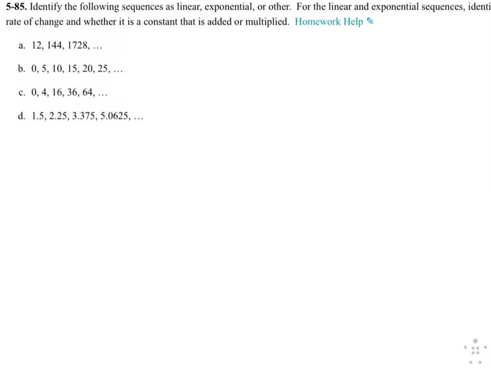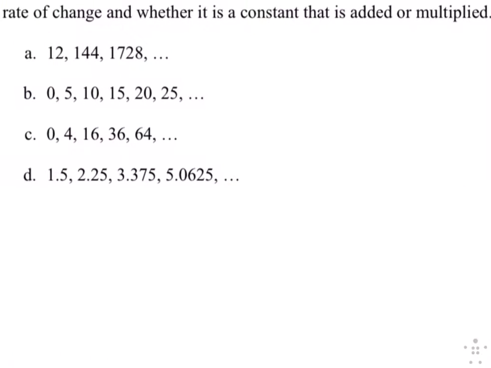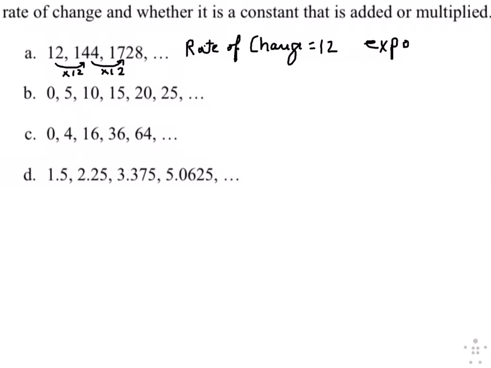I'm going to zoom in so I have more space on these, right? So, okay. So for A, we can see that 12 times 12, right, is 144. And then for this to be geometric, we would have to multiply by 12 again. So we check, is 144 times 12, 1728? Yes, it is, right? So the rate of change is 12. Rate of change is 12, and in this case it is exponential, right, or geometric, exponential, because we're multiplying by a constant.